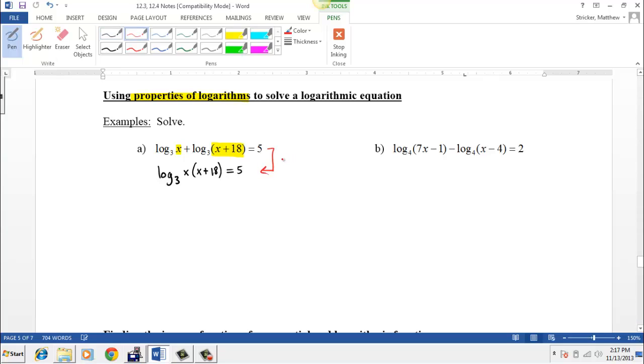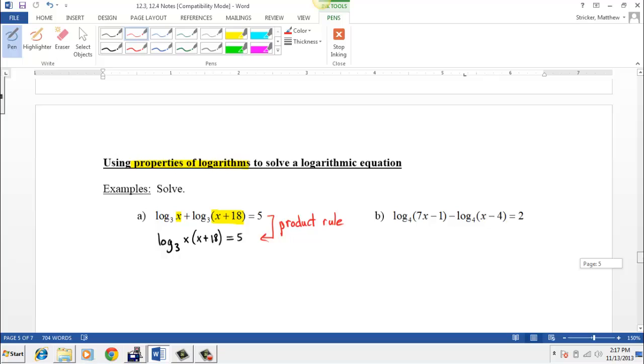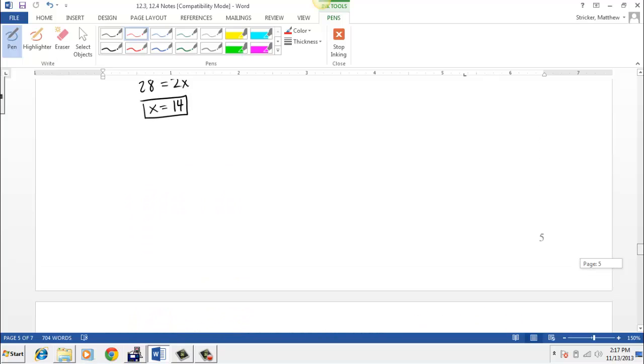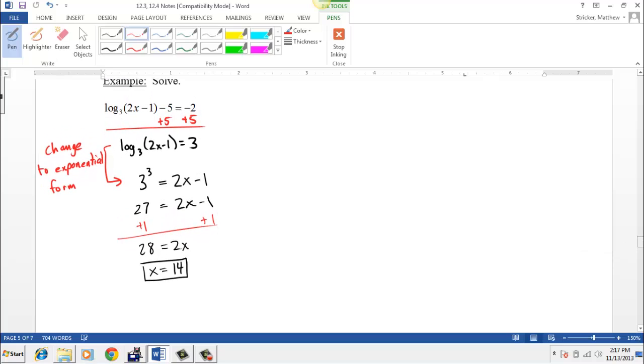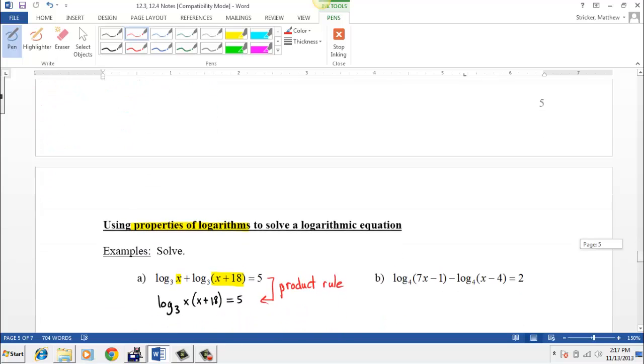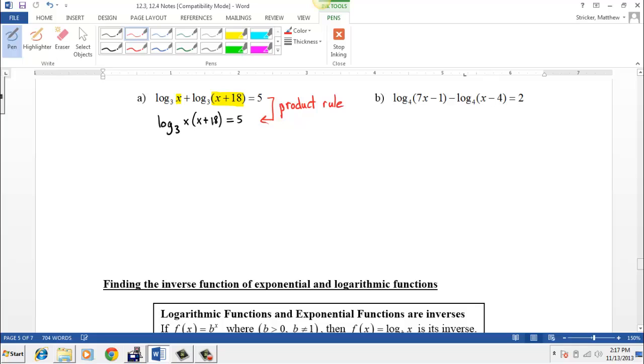Remember that? Product rule. And now this problem looks basically exactly like the one we had on the last page. Last page we had a log equal to a number, so what did we do? We changed it to exponential form.